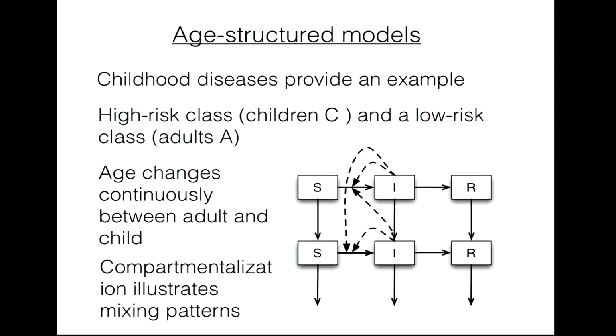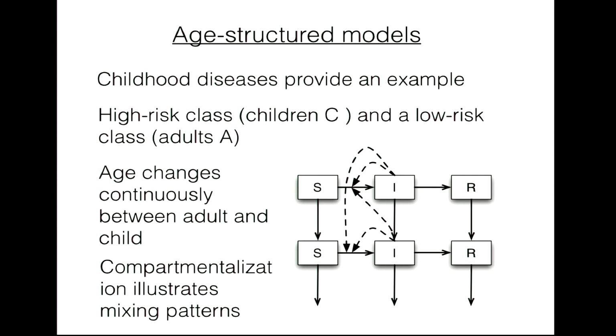You can also do age structuring. You can make each compartment more complicated by accounting for the fact that there are children, teenagers, adults, etc. Typically, for diseases like measles, childhood diseases, you have a high-risk class of children and a low-risk class of adults. So here, age, in principle, changes continuously between the adult and the child.